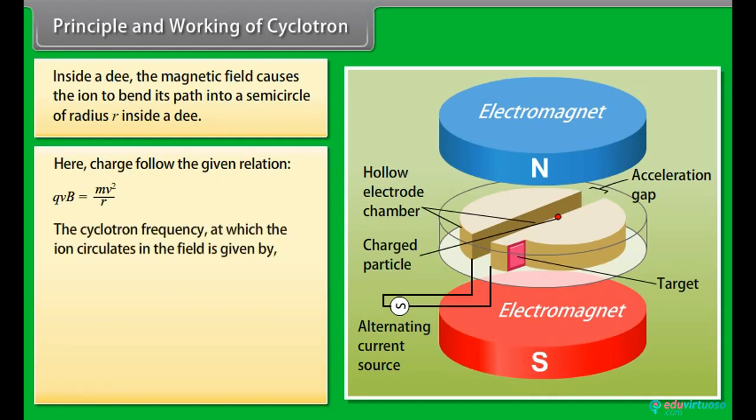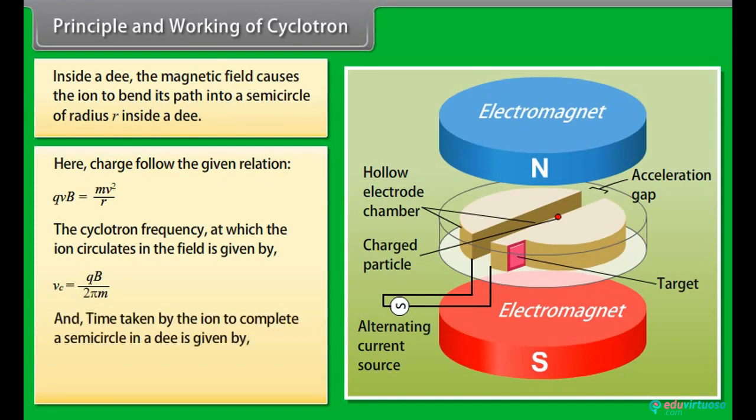The cyclotron frequency at which the ions circulate in the field is given by qB divided by 2 pi m. And time taken by the ion to complete a semicircle in a D is given by pi m divided by qB. At resonance condition, the ion arrives between the Ds exactly in time to be repeatedly accelerated and gains energy. This energy gain does not affect the resonance condition except increasing the orbit size.